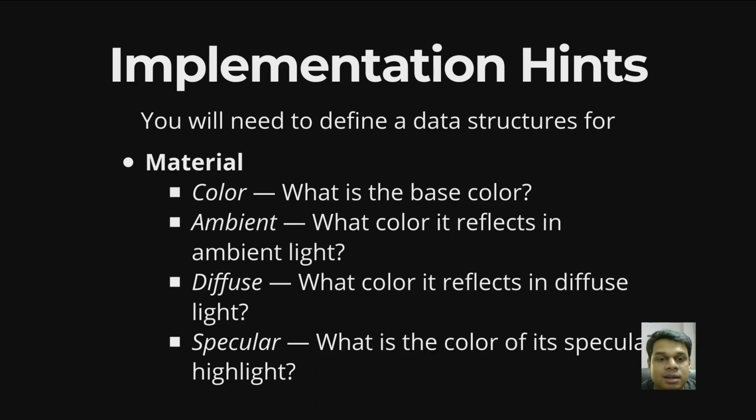The third component I would recommend is the diffuse component. We already saw that in the Lambert shading model: what color it reflects in diffuse light, or how much it reflects in diffuse light. In fact, it should be more of how much than the color. Then the specular component: what is the color of the specular highlight, or how much specular highlighting is there? Basically how much shininess is there. If diffuse is how much roughness is there, specular is how much shininess is there.